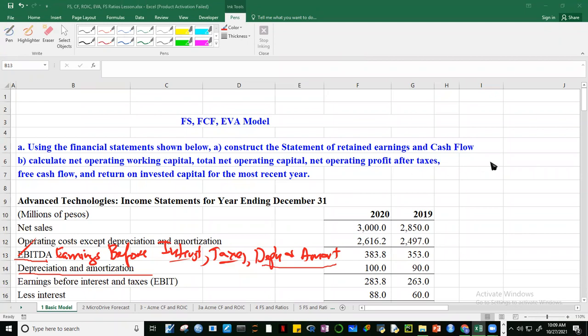Hello, can you hear me, guys? Okay, so Robert, yes, did you learn? Okay, Kieran. So do you know how to construct the statement of cash flows? Because if you know already, guys, we can skip that portion. How about the rest, guys?